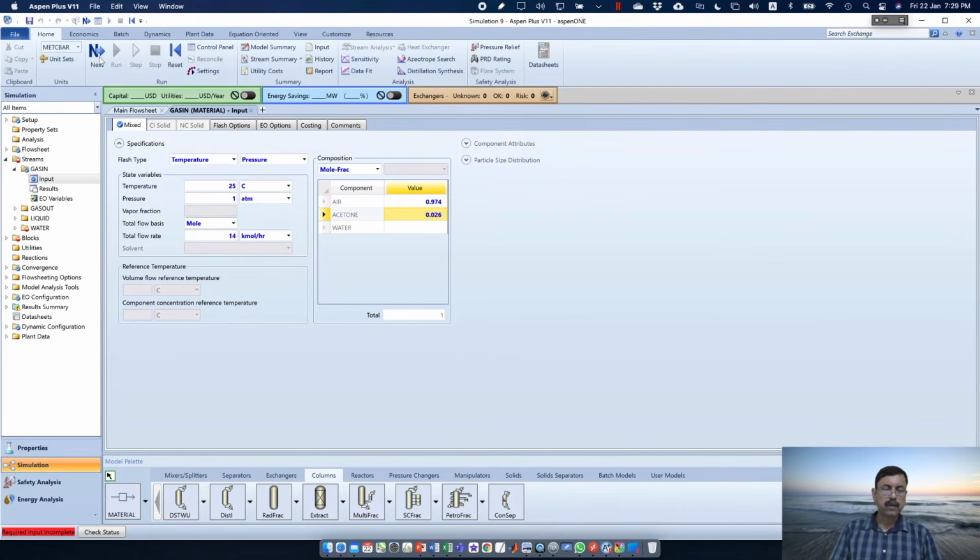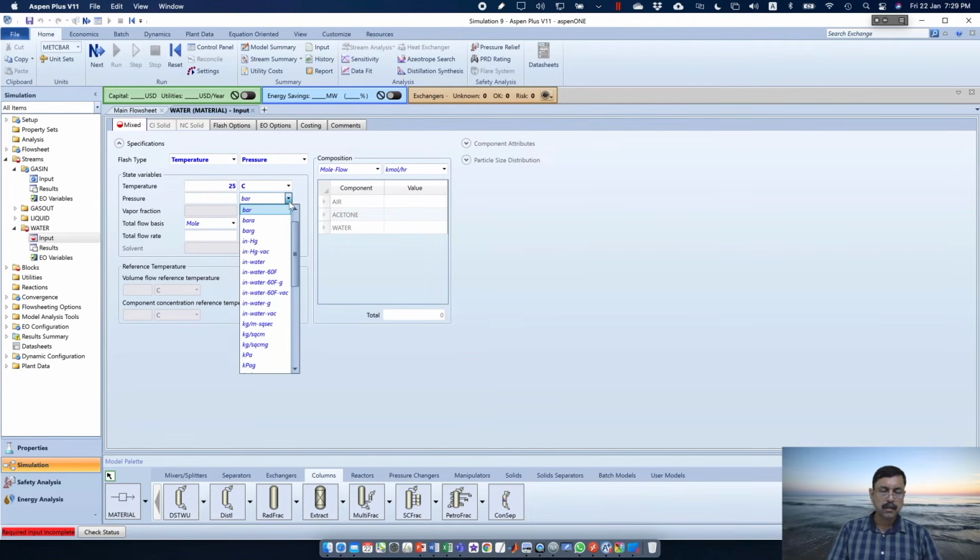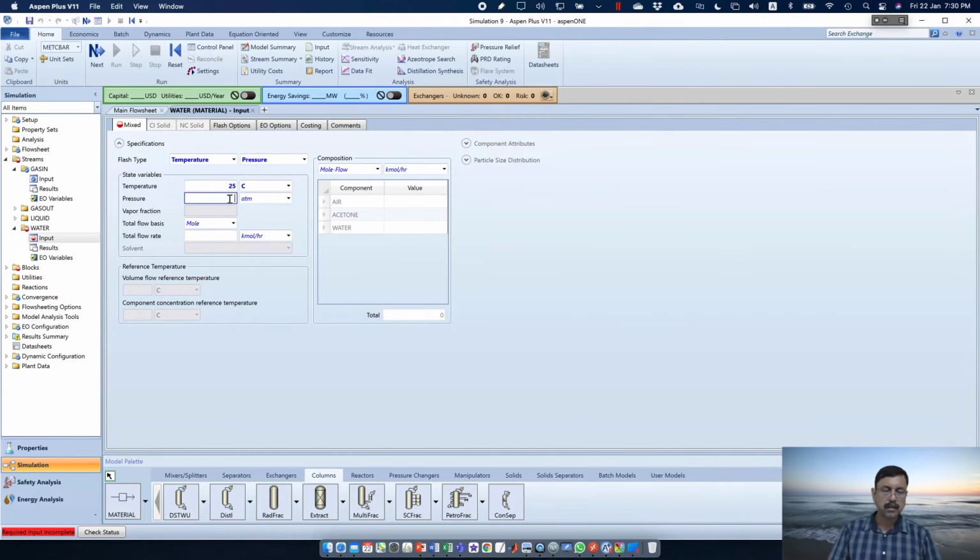Next it will ask for water. Yes, water it is asking. The temperature and pressure remain the same. And water is 45 kilomole per hour. Press next.